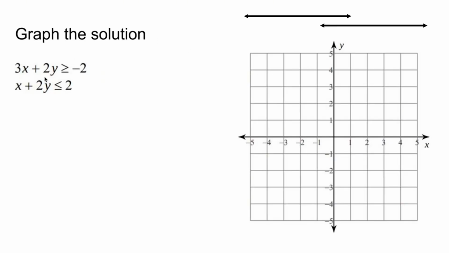Graph the solution to the system of inequalities. Well, these are both a train wreck because neither of them are solved for y. So let's solve them for y. Let me take this one equation at a time. I'll take the top equation and then graph it.